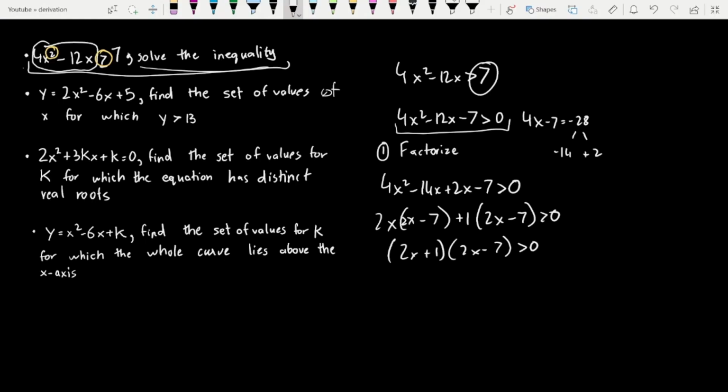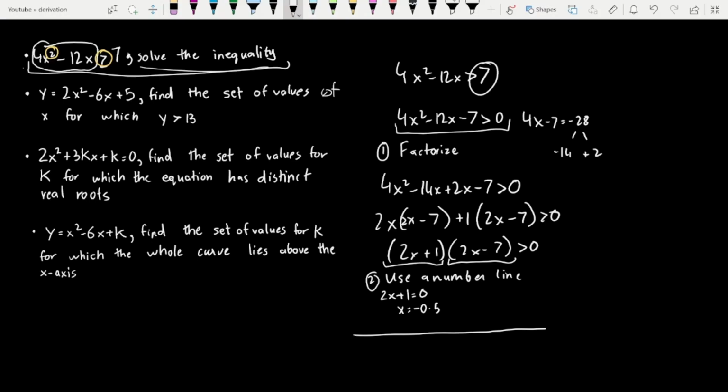Okay, now we go on to step number 2, which is to use a number line. We use these two factors that we found to find the points of interest on our number line. So we put 2x plus 1 equal to 0, and we solve it out to get negative 0.5, or you can say negative 1 by 2, same thing. And then we put 2x minus 7 equal to 0, solve it out, and we get 7 over 2, which is also 3.5 in decimals. So we've got 3.5 over here, and negative 0.5 over here.